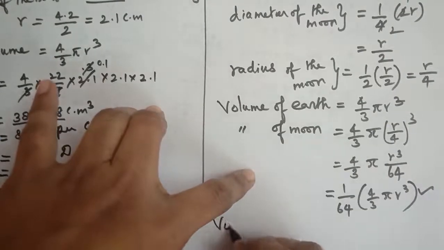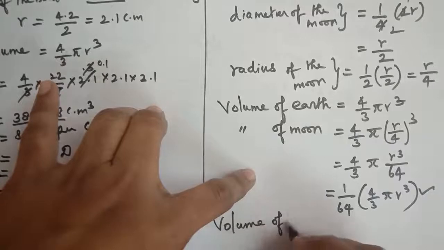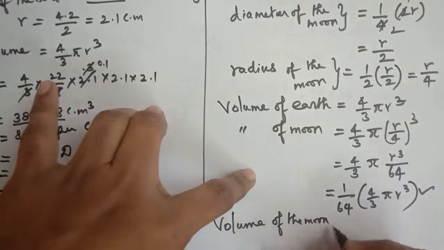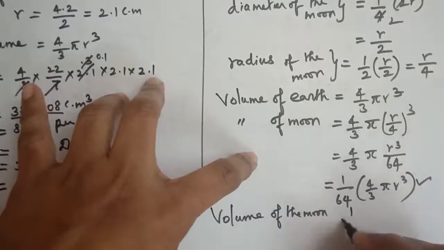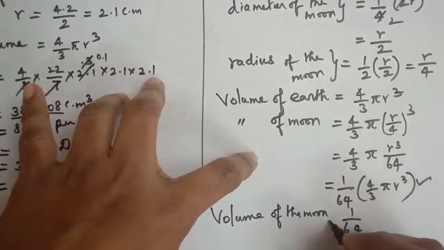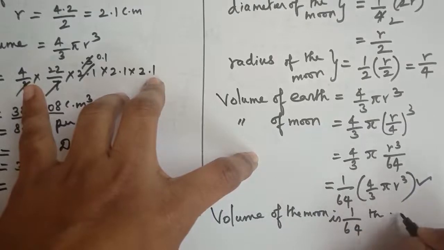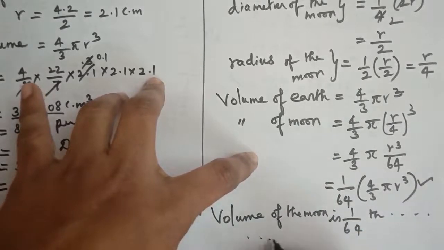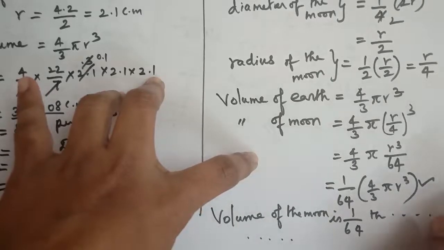So volume of the moon is 1/64th fraction of the volume of the earth. Is it clear, students? Good.